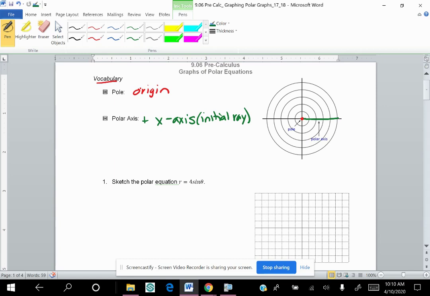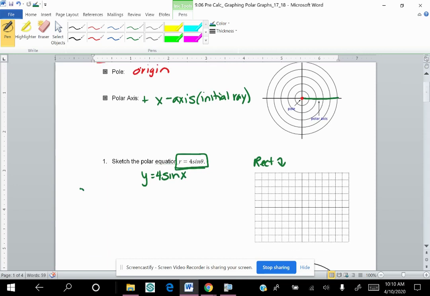Before we start doing it on the polar axes, we're going to do it on your rectangular axes. So we have a rectangular set of axes right here. We're going to graph r equals 4 sine theta. So we're going to graph it as if it's y equals 4 sine x, of what we're used to seeing.